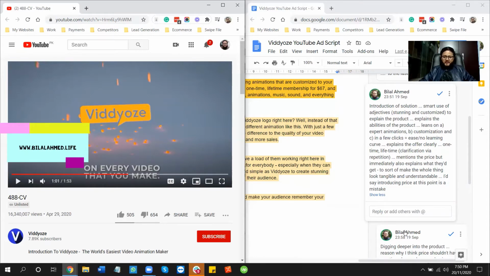So he mentions the price, but immediately also explains what they would get. So he sort of makes the whole thing tangible. What do I mean by making the whole thing tangible? Look, this is a physical product. So when you go and buy it, it's in a shop. You pay the money, you get the pen, you go back home.